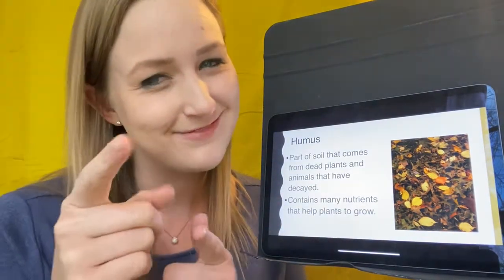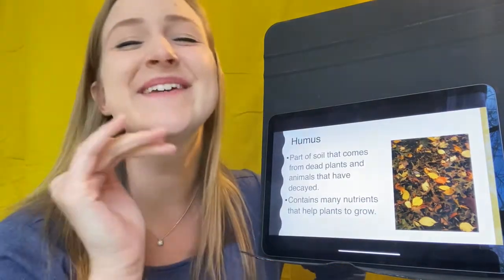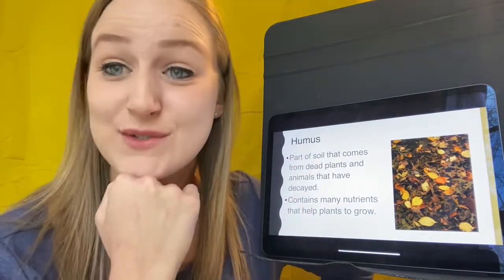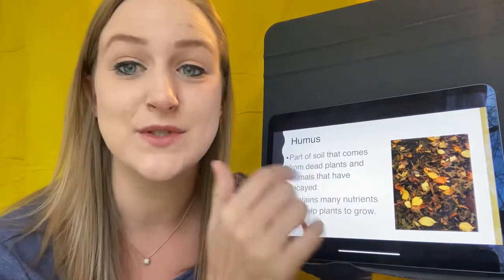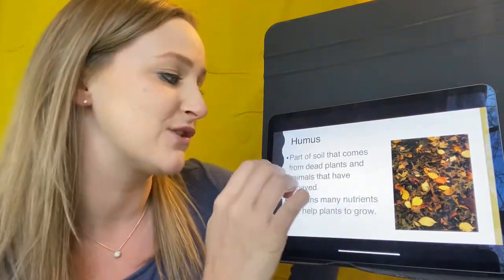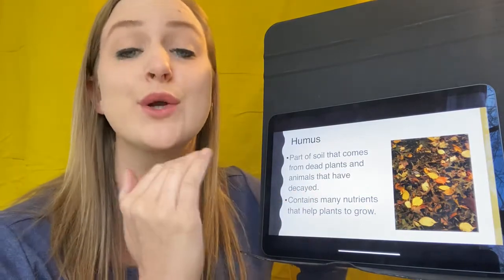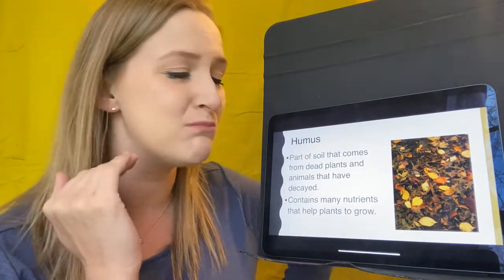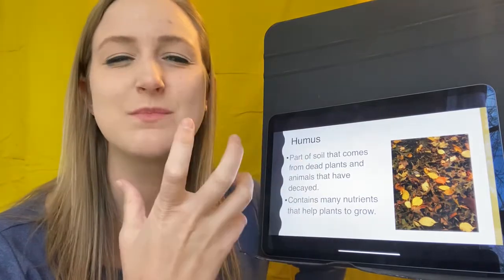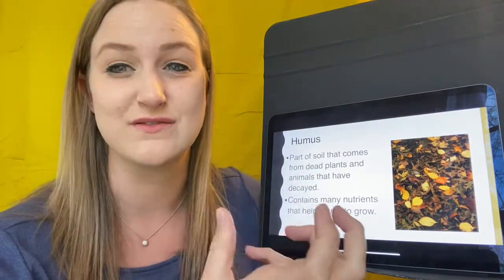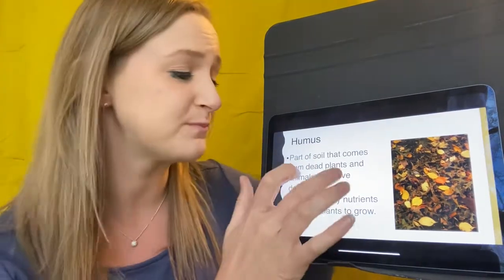Mexican food, represent. So you use the nutrients in the soil to survive. Plants and animals need this humus, need these nutrients to survive. So this is actually the type of soil where plants are going to grow the best, because it has the most nutrients, the best place for them to live and to survive and thrive and grow.